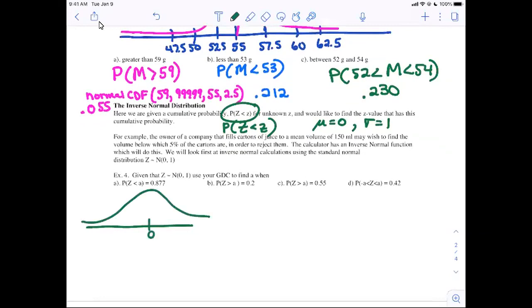So this is 0. And I'm trying to find some value a such that the area under the curve is 0.877. How did I know that a was to the right of 0 when I made this sketch? I don't know exactly where it is, but I at least know it's to the right of 0. How do I know that?